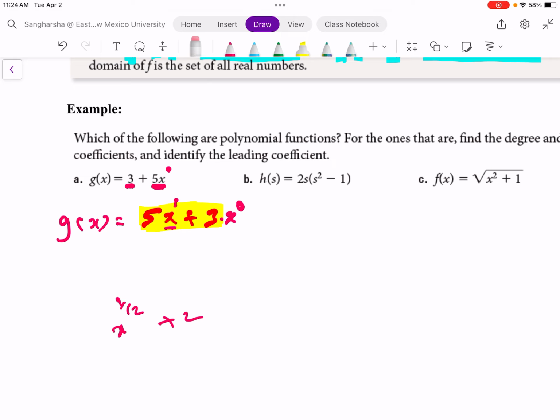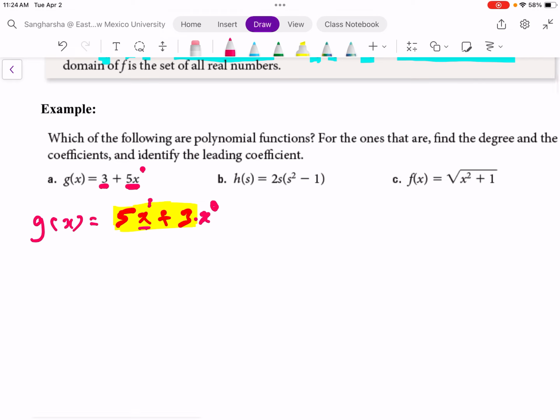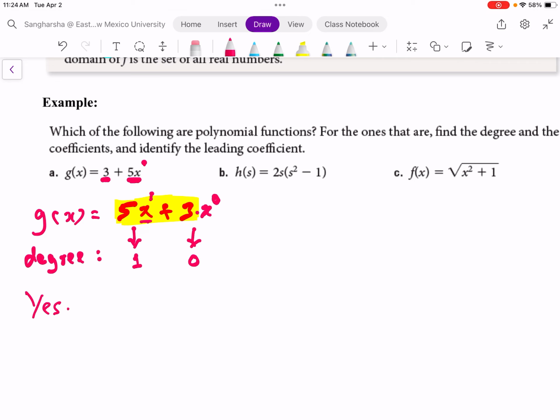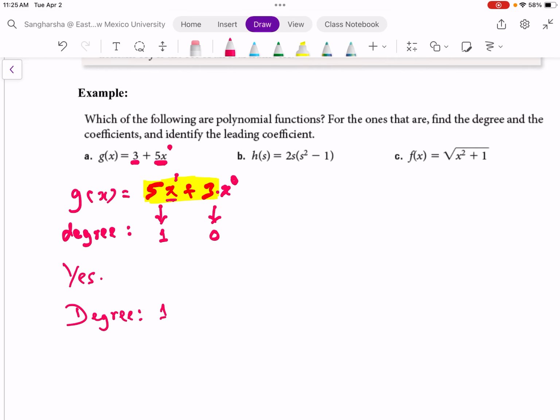Next we need to find the degree and coefficient. Now what is the degree of this term? What is the degree of 5x? 1. What is the degree of this 3? 0. And the highest degree is 1, right? So the degree of this function is 1. The highest degree is 1. Next we need to find the coefficients and identify the leading term.